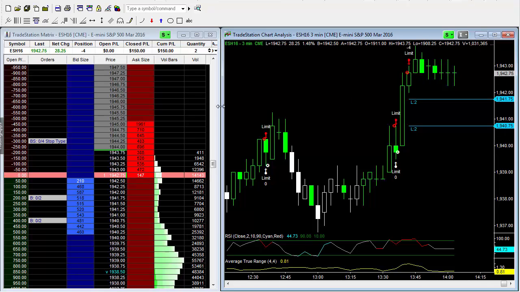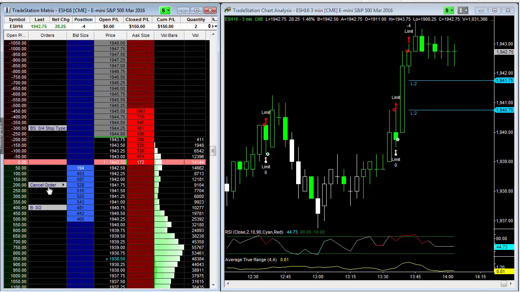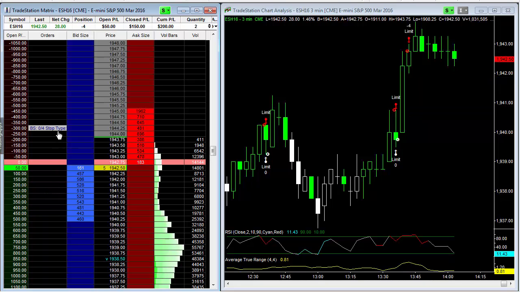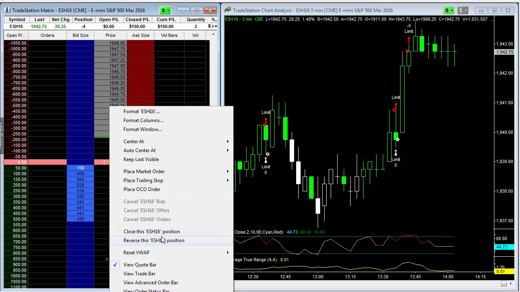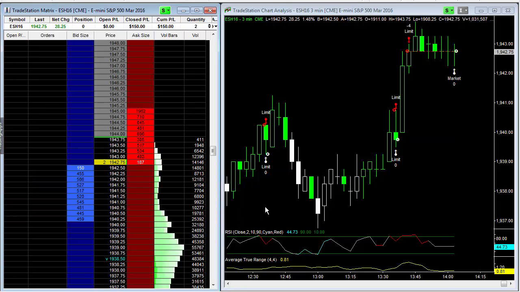What I'm going to do here is take this off, take this off, take this off. We have no orders. Let's just close it out. Close this position. So as you can see, we took this to even. We got filled at the market. It's even. You see that line even. So we're up only 150.